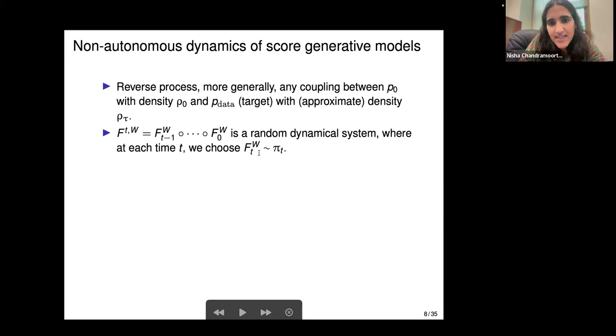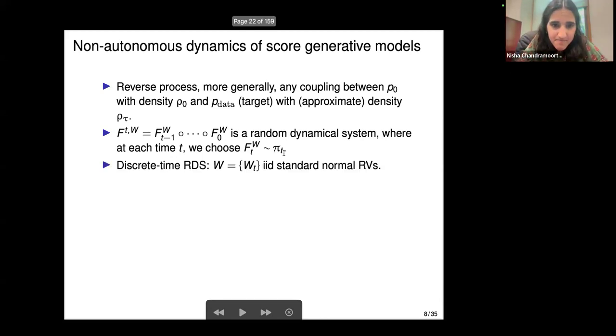You can think of at each time we're choosing a dynamical system according to some probability density or probability measure pi t on the space of dynamical systems. Okay. So the randomness here is represented like it could be a Wiener path, that's why the W. And you can think of this randomness as if you fix the Wiener path, then it becomes just a non-autonomous deterministic system. And we are considering discrete time to represent directly the generative modeling algorithm itself as a dynamical system. So you can think of each step as the time integrated ODE that we looked at before.